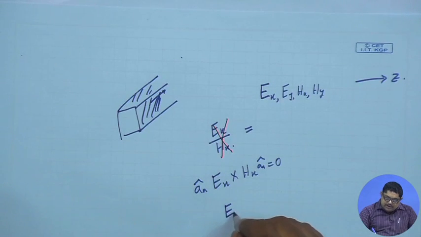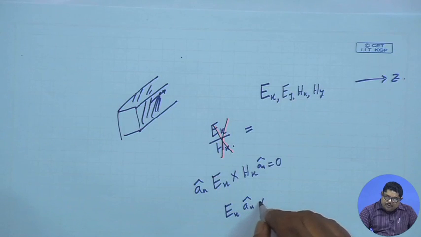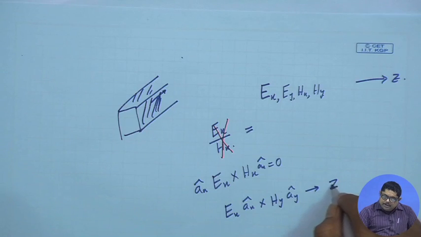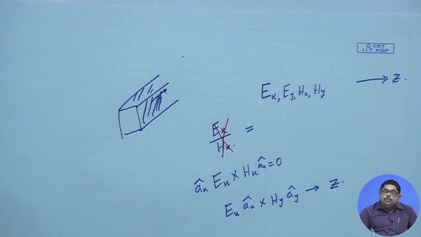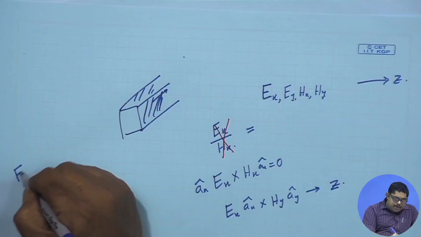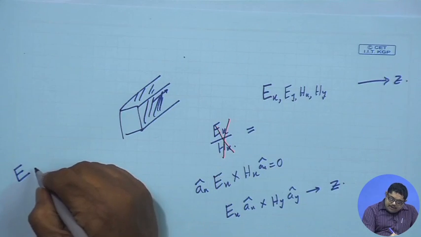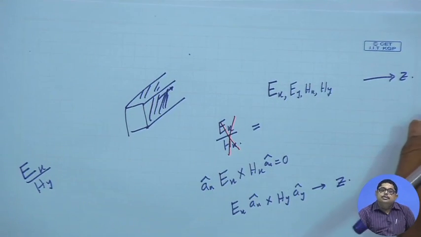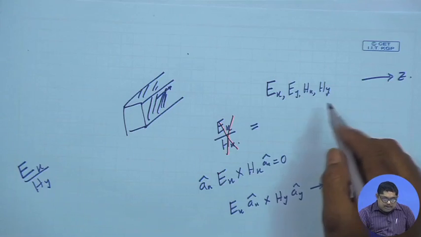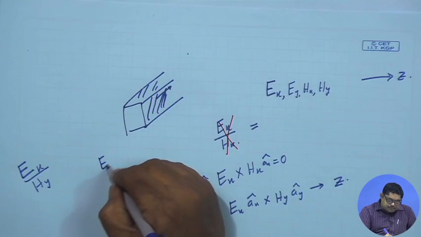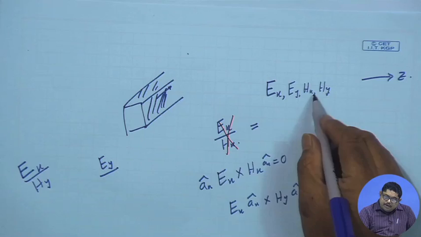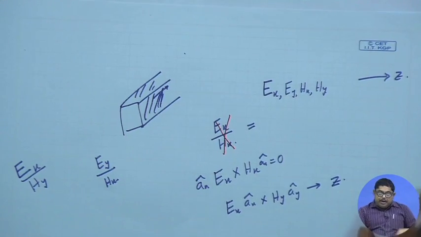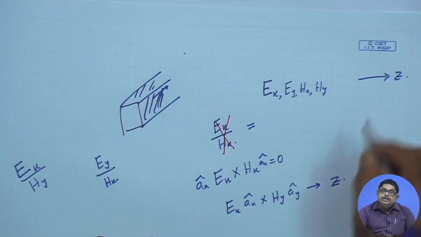But you see Ex cross Hy, this is creating power in z direction. So, they are corresponding, that is why wave impedance will be Ex by Hy. Now what are the other ones? Ey by Hx, am I correct? Again wrong. They are carrying power, but I need to carry the power in the z direction.